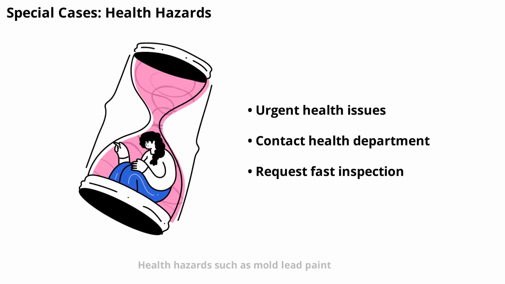Health hazards such as mold, lead paint, or pest infestations require urgent attention. File complaints with your local health department or housing authority. Provide detailed evidence and request immediate inspections. Agencies prioritize these cases to protect residents' health and safety.